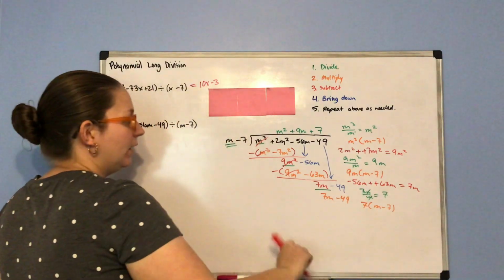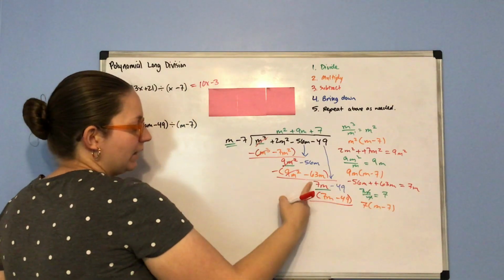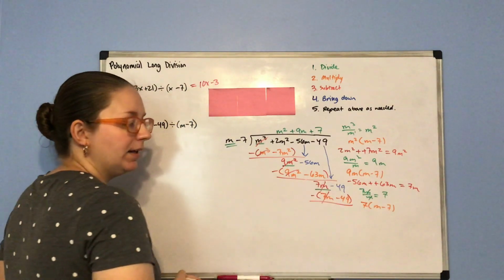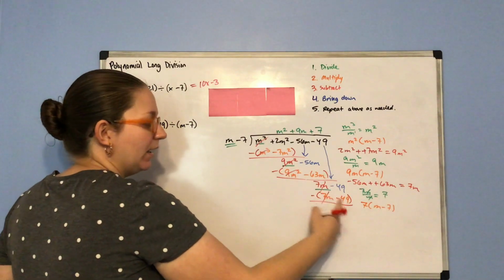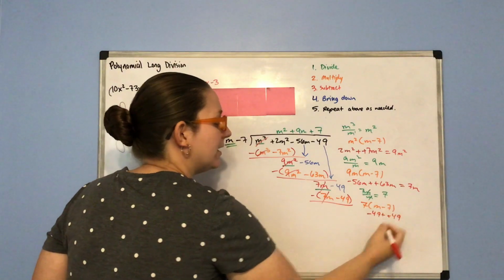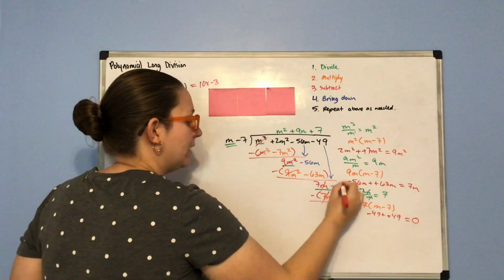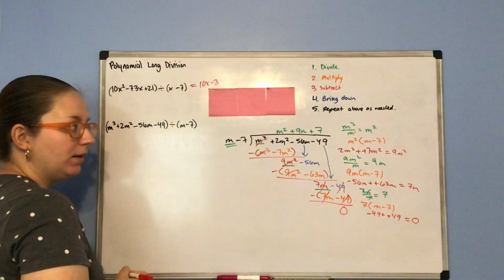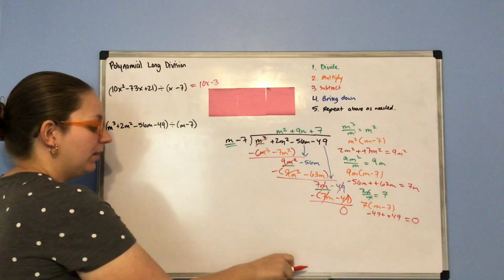I now subtract the whole thing. 7m minus 7m, that's easy, that cancels. Negative 49 minus a negative 49 is like adding. Negative 49 plus 49 is 0. So I get a 0 here, which means everything canceled. I have no remainder. This divides evenly. That's another way to think of that.